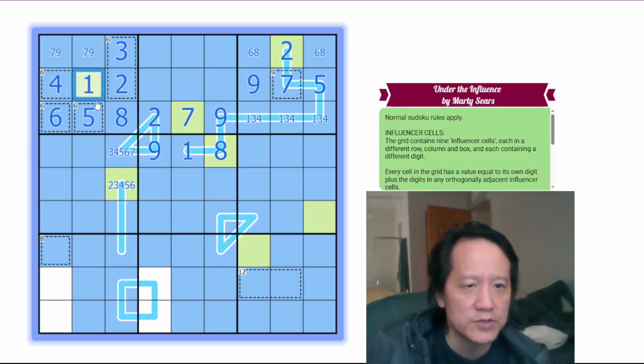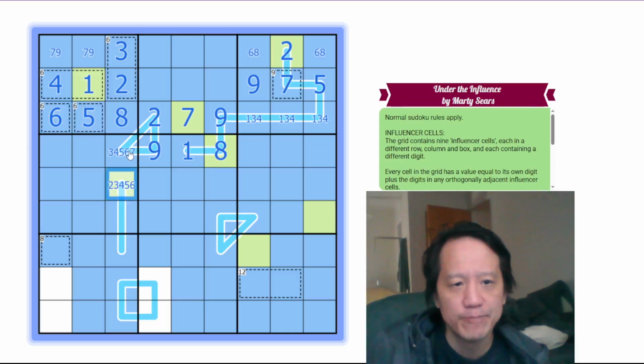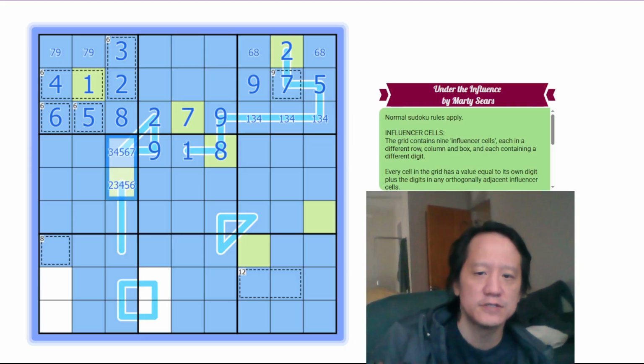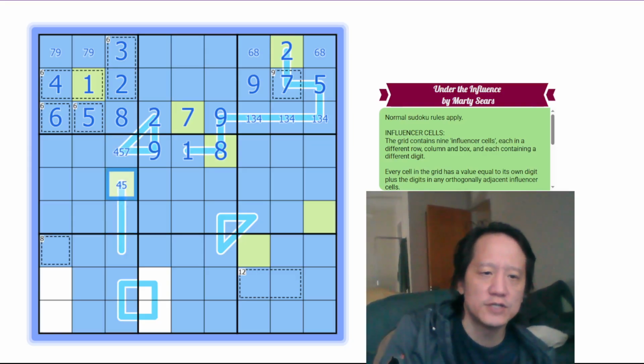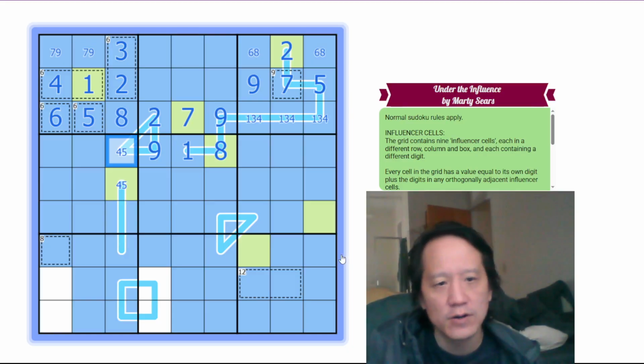The value here is 1, and this must be a value of 4 plus 1, which is 5, which adds up to 6. This is a value of 5 plus 1, that's 6, and this is a value of 6. So this cannot be 3, 6 here. It cannot be 2, 7 here. This must be a 4, 5 pair.